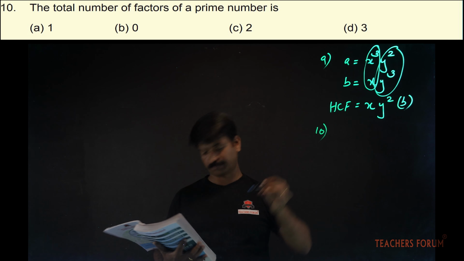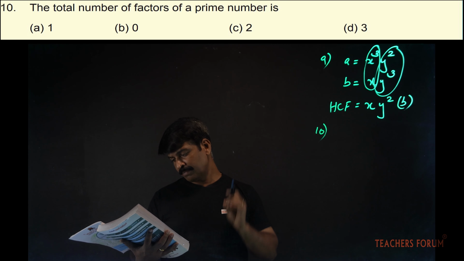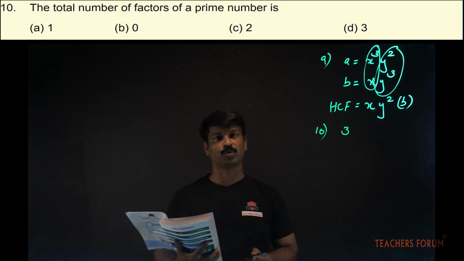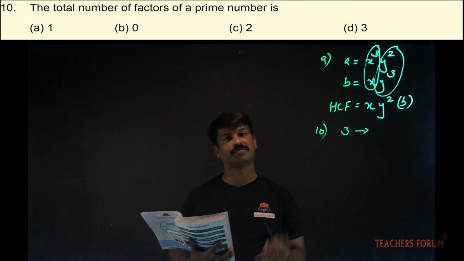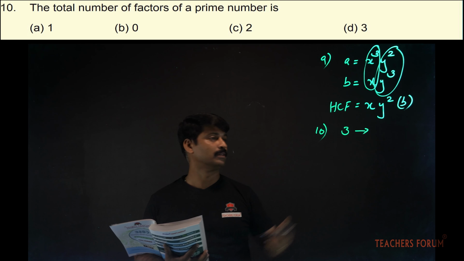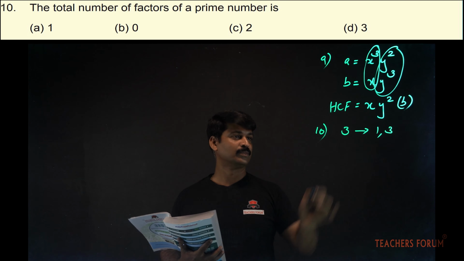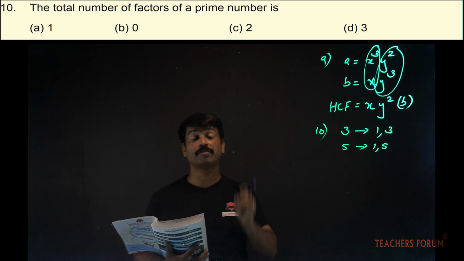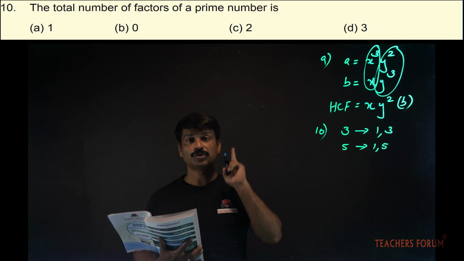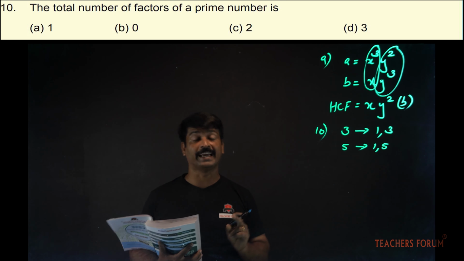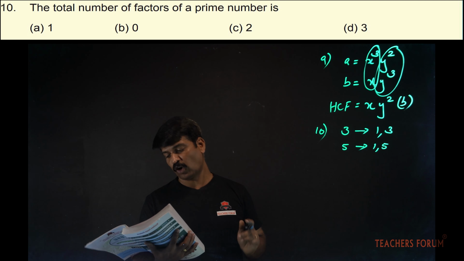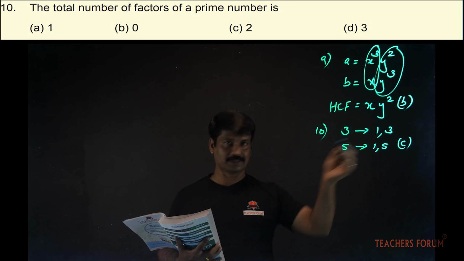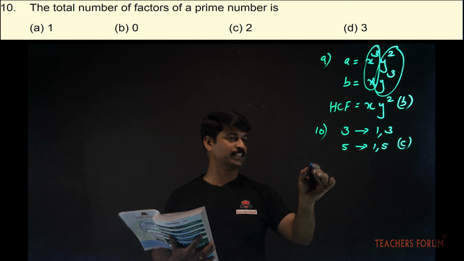Now question number 10. The total number of factors of a prime number. 3 is a prime number, you know that. So what are the factors of 3? You have learned this in your lower classes. 1 and 3. 5 is another prime number. What are the factors? 1 and 5. So for a prime number, there will be 2 factors, 1 and the number itself. So what's the correct option? The option is option C. So a prime number will have two factors, that is 1 and the number itself. So the option is C.